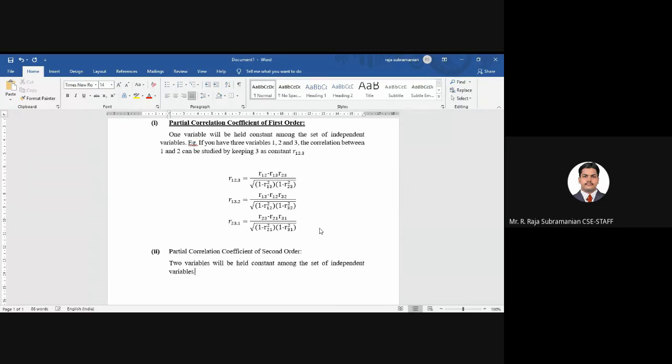So the same thing. Example, if you have four variables, because if I have three variables, I cannot go for second order, because I want at least one variable into consideration for the dependent variable. So I go with a minimum of four variables. Say 1, 2, 3, and 4. The correlation between 1 and 2 can be studied by keeping 3 and 4 as constant.